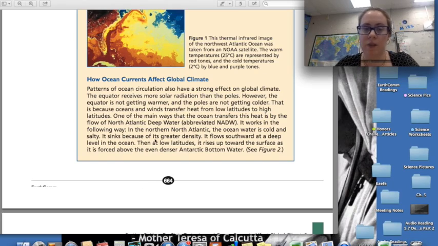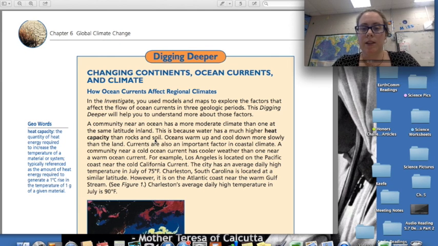Hello, ladies and gentlemen. Today we are going to be looking at the effects of plate tectonics and currents on global climate. And we're really going to take a look at all. You can also find this reading on page 664.